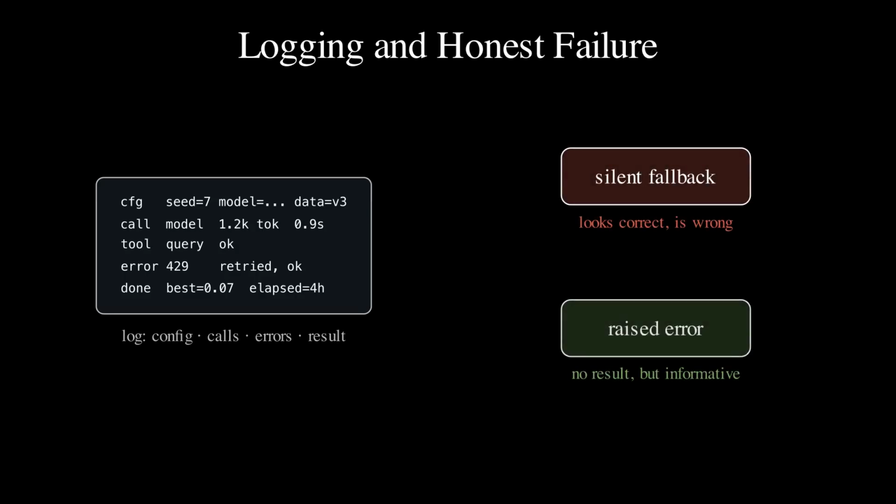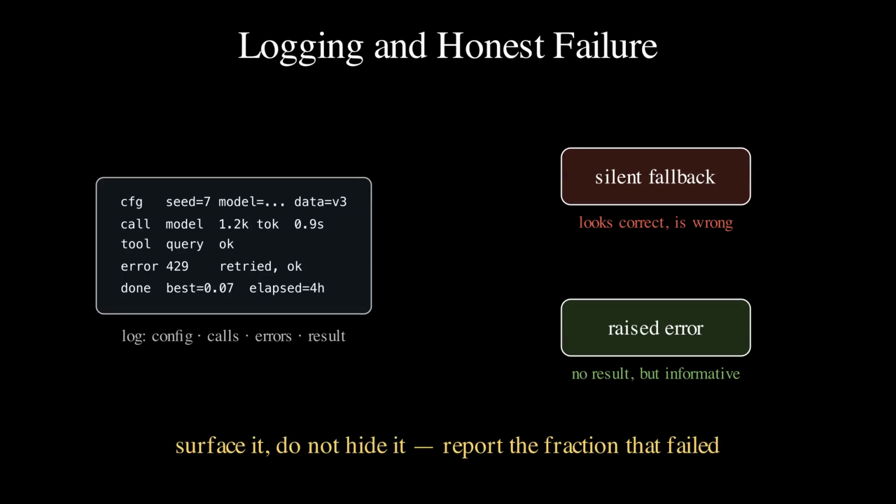Then the harder discipline. A pipeline fails more often than a single script. When it does, surface the failure, do not hide it. A pipeline that silently returns a fallback is worse than one that raises. The silent one produces a wrong answer that looks right, while the loud one gives no answer but an informative error. So report failures explicitly.